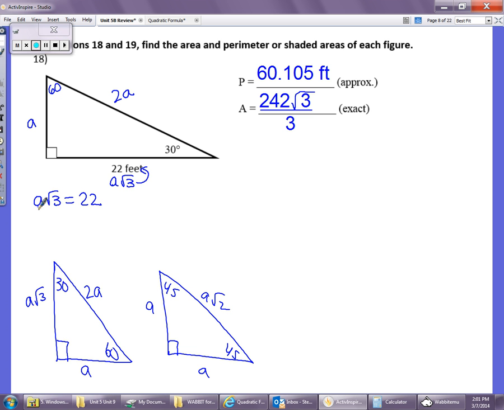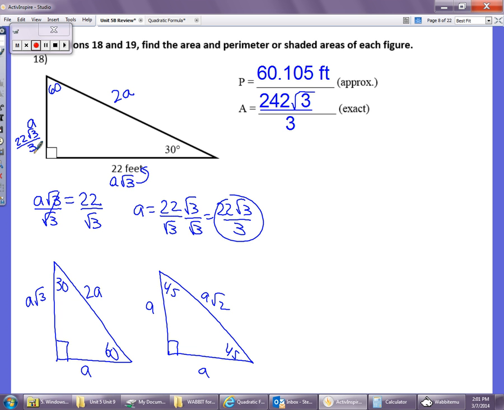So we're going to actually use this to solve for a. Divide by radical 3, and then we're going to have to rationalize. So that means that this side here, my shortest side, is 22 radical 3 over 3. Now 2a will be 2 times 22 radical 3 over 3, meaning I only need to multiply these two. So the hypotenuse is 44 radical 3 over 3.